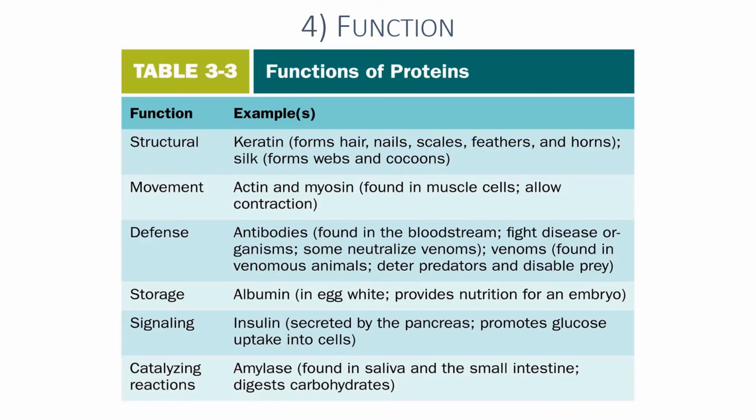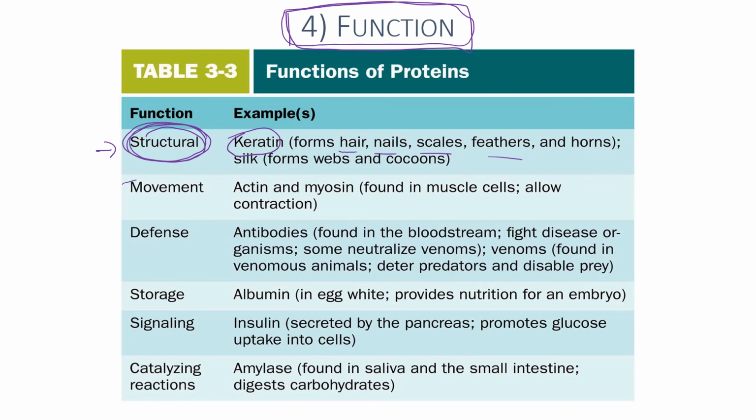Okay, and the last way of classifying the protein is by looking at the function of the protein. So there are so many different proteins with different functions. There are proteins that have structural functions, for example keratins, which are the proteins found in your hair, in your nail, in scales, in feathers and horns, and also silk. Silk forms web and also cocoon. So structural proteins, these proteins that form structures, are insoluble in water.